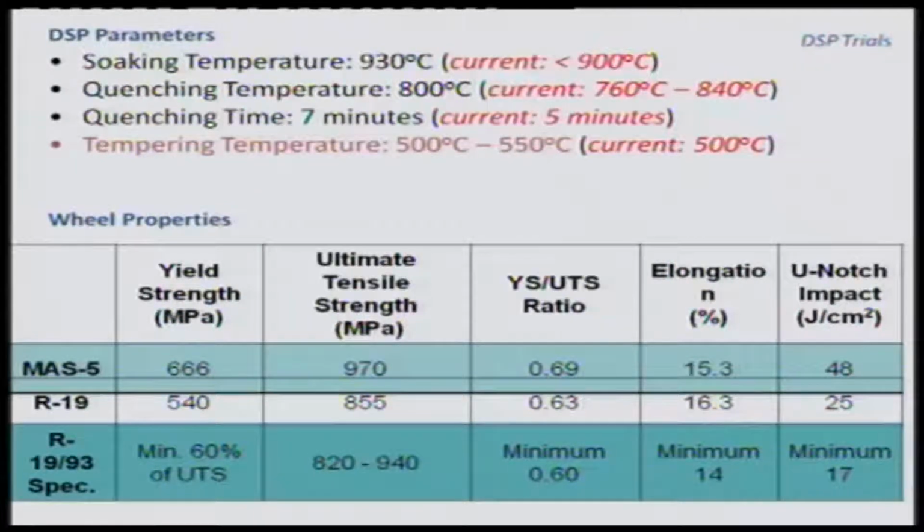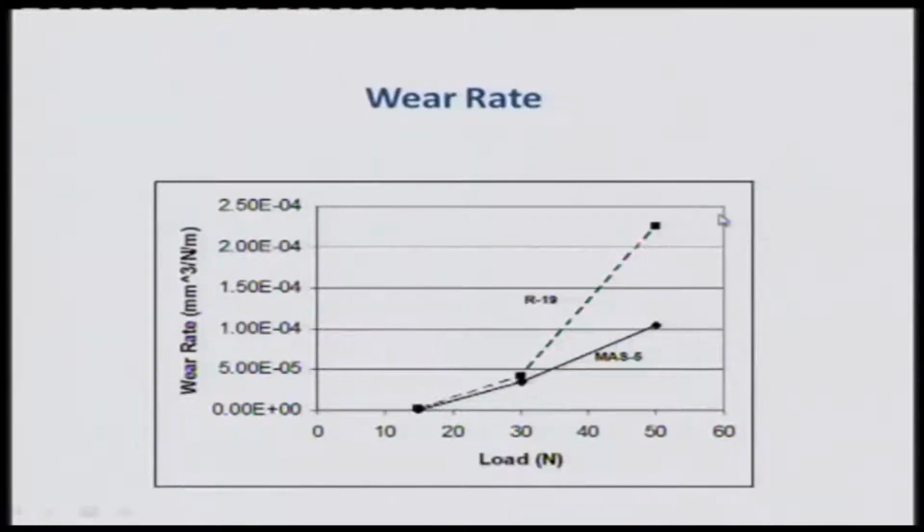And how does it help us? It helps us in shifting our transformation diagrams to produce much finer microstructure. And if I look at the wear rate, this is the existing wheel and this is the modified wheel, and you can see that the wear of the modified wheel is much lower than the wear of the existing wheel, simply because one obtained a much finer microstructure, much finer pearlite in the rim.